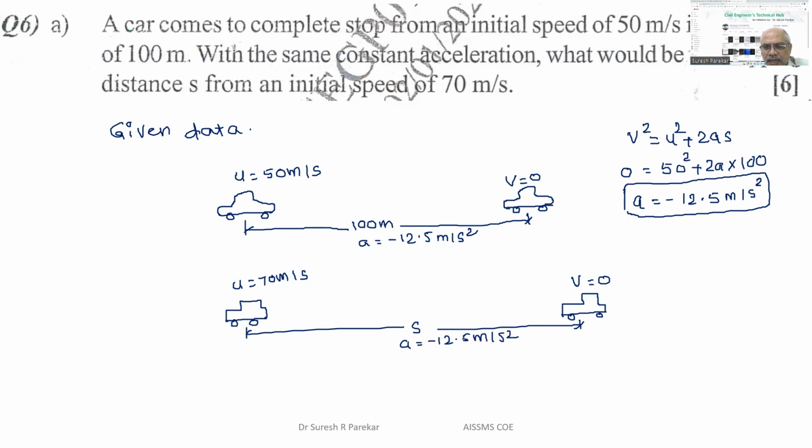Try to draw the diagram and write the data in the diagram. And then from this, we are going to use again the same equation, v square equal to u square plus 2as. Now v is given as how much? 0. u is given as how much? 70 square. Now a is minus, so minus 2 into 12.5 into s. And from this we will get the value of s, that is equal to 196 meters.